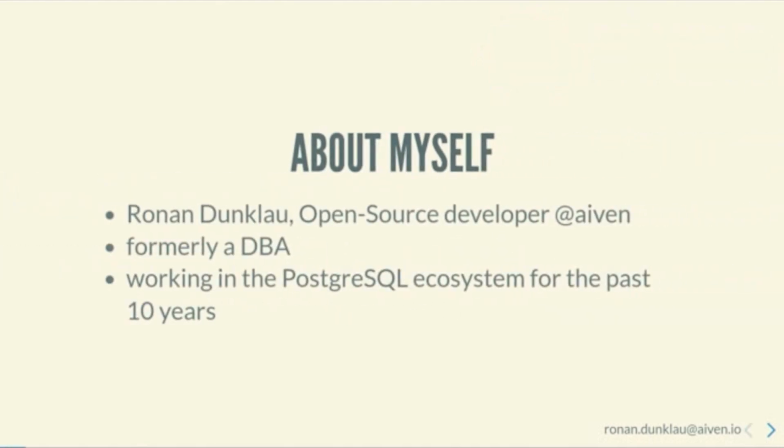So a few words about myself. I'm Ronan Dunklau. I'm an open source developer at Aiven. Aiven, what do we do? We're the trusted open source data platform for everyone, which means you can use us to deploy Postgres services in the cloud, but also Kafka, OpenSearch, and if it's open source and you want to deploy it to the cloud, chances are we can do it for you. I was formerly a DBA, and I've been working in the Postgres ecosystem for the past 10 years. I've worked on things like extended statistics that Lukasz mentioned earlier, and things like this.